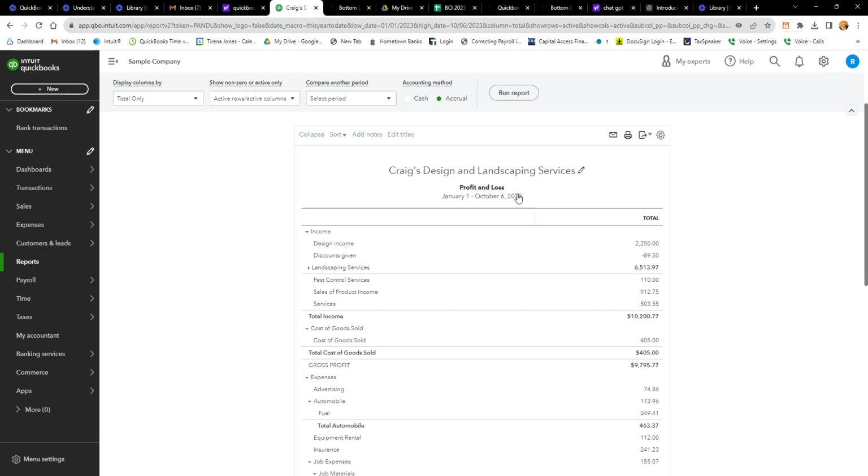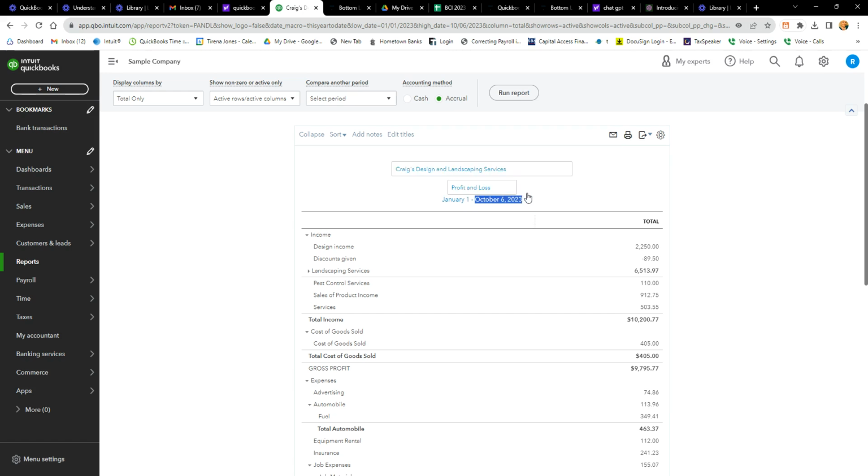You can't print a balance sheet as of one date and a profit and loss range as of a totally different date because they won't make any sense. So keep that in mind. If your P&L says October 6th here, your balance sheet needs to say October 6th. That's very critical. So running those reports, super important how you do that.